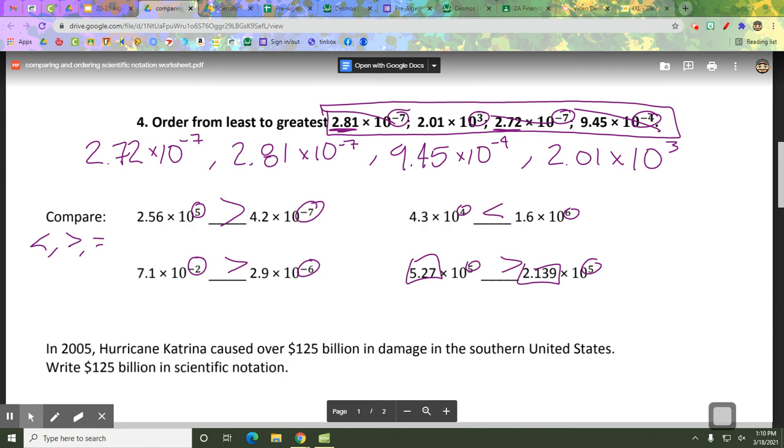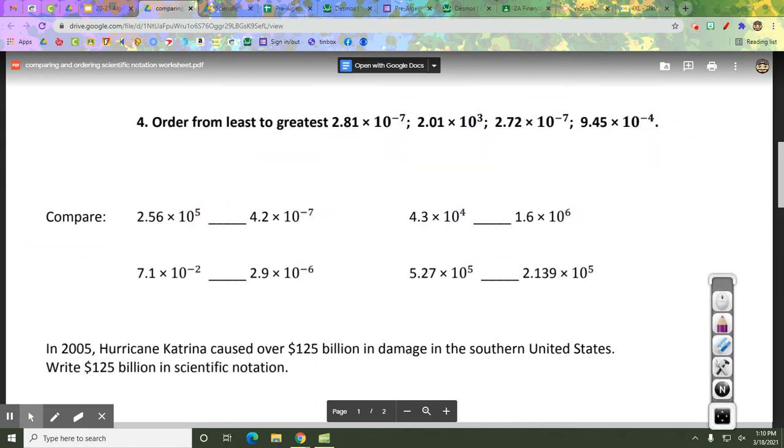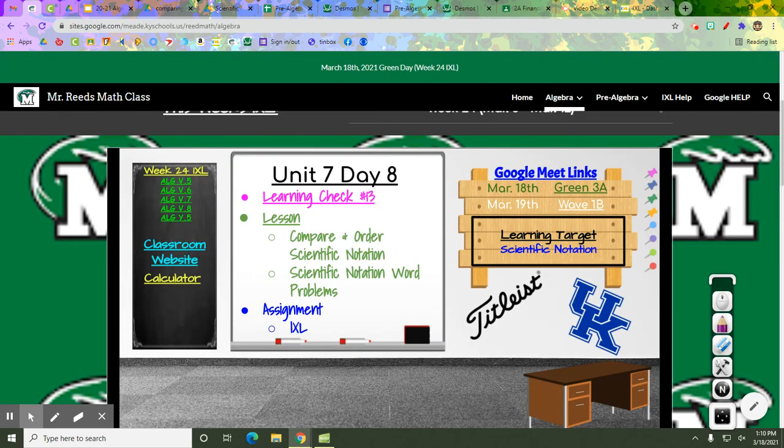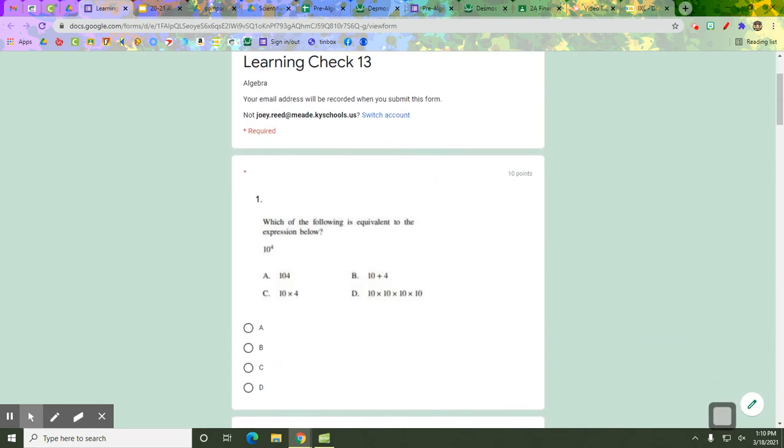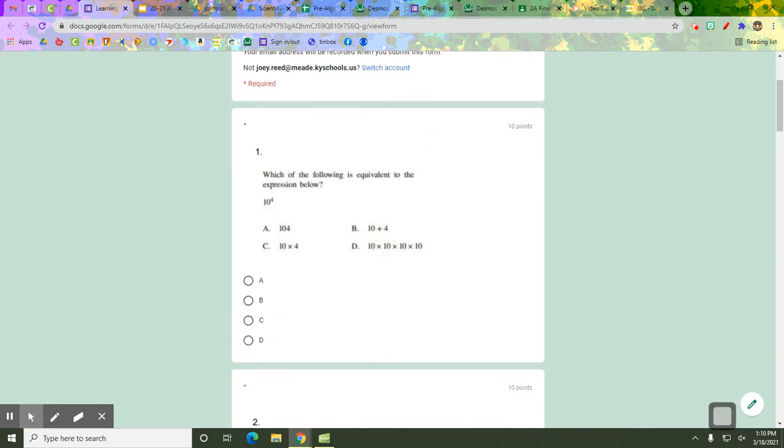All right? Any questions on any of that? Okay. All right. Let's go and let's get into the learning check. Go ahead and open it up. I will open up the, oh, it's already open. All right, cool. I thought I closed it. It should be learning check 13.